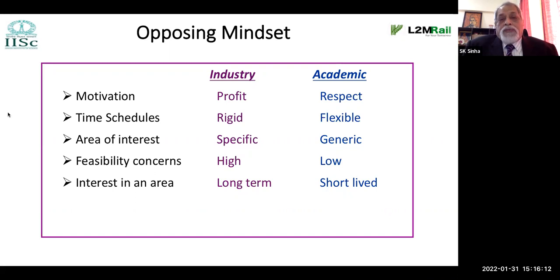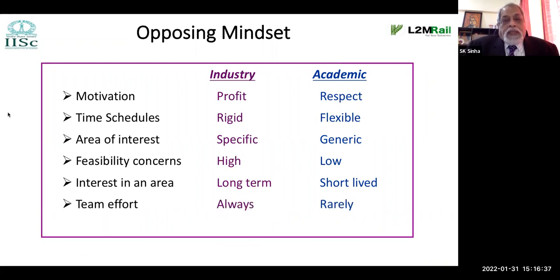Whereas now I am working with the railways, they tell us that, look, the life of our coach is 25 years. So anything that you do, you have to keep in mind that it should work for 25 years. So this is not what academics think of. You make something, prove it, move on, publish it and move on.